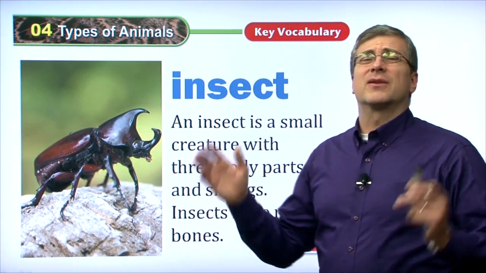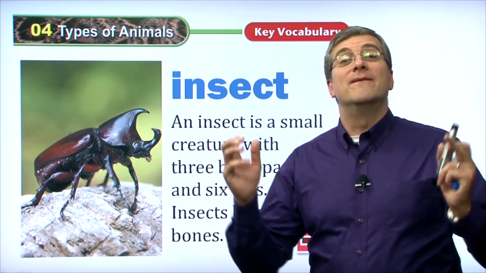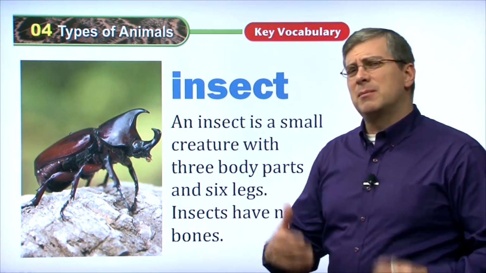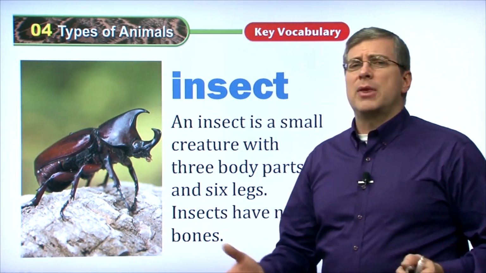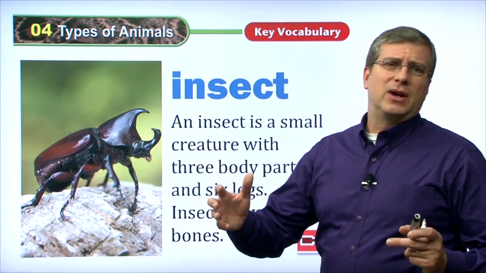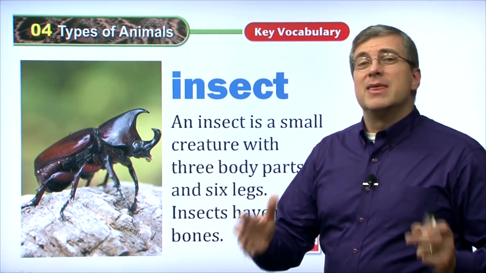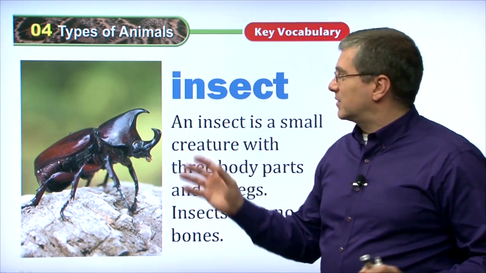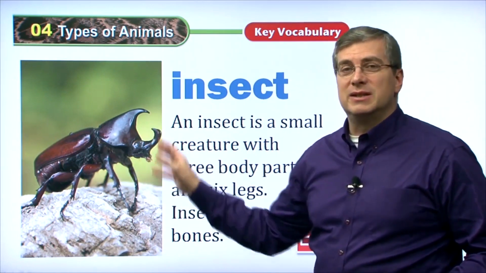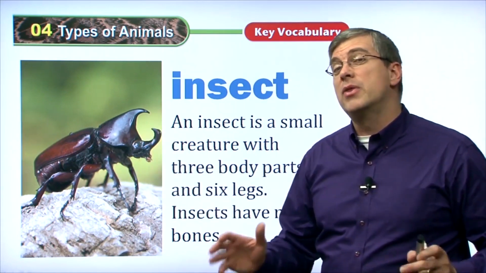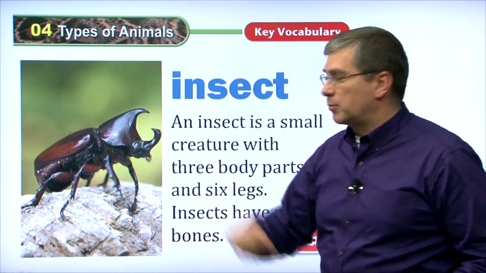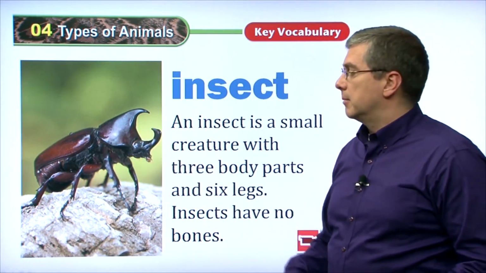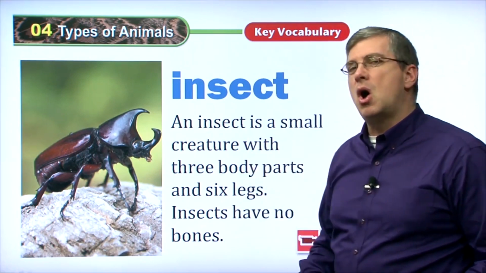Insects. Insects are very common in the animal kingdom. We may not think much about insects, but there are actually a lot of insects. The different species of insects are probably more than other types of animals. Insects are probably the most common type of animal on the earth. But we don't think about them because they're so small, right?